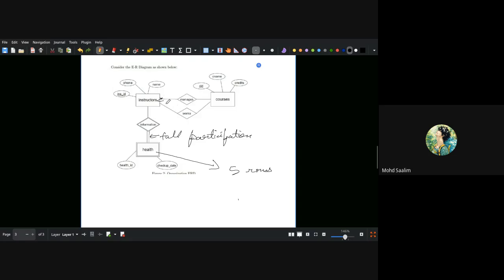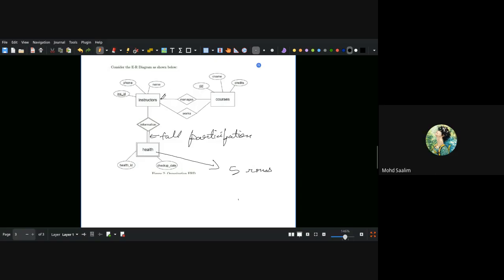Okay. When you see this arrow, it means one cardinality. When you don't see an arrow, it means many cardinality. So if you see instructor and courses, there is a one to many relationship between them. Sir, can you repeat the arrows? Sorry, I missed that point.